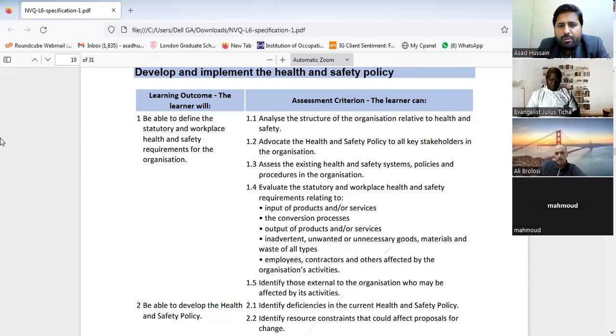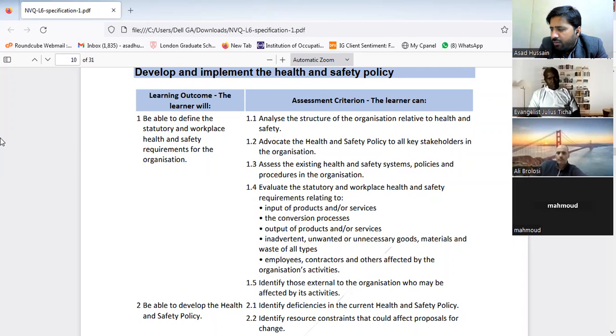Okay. Now moving forward to 1.4: evaluate the statutory and workplace health and safety requirements relating to input of products and services, the conversion processes, output of products and services, inadvertent, unwanted and unnecessary goods, materials and waste of all types, employees, contractors and others affected by the organization's activity.